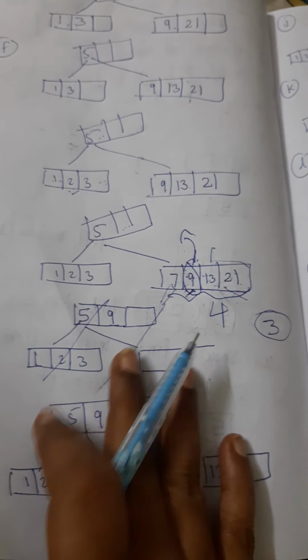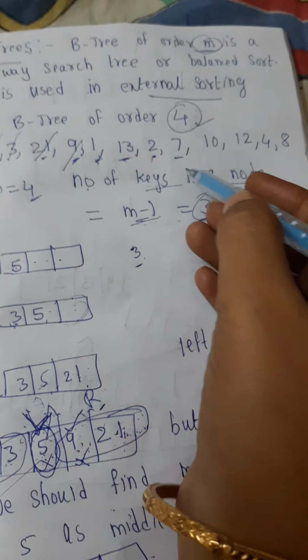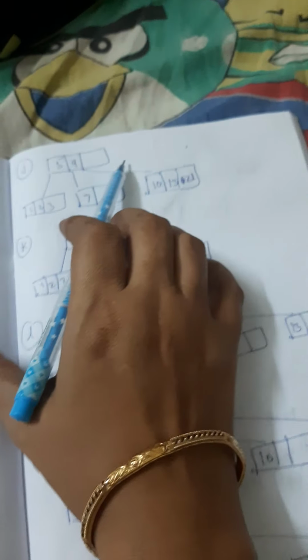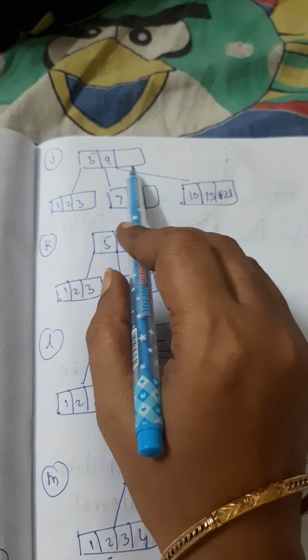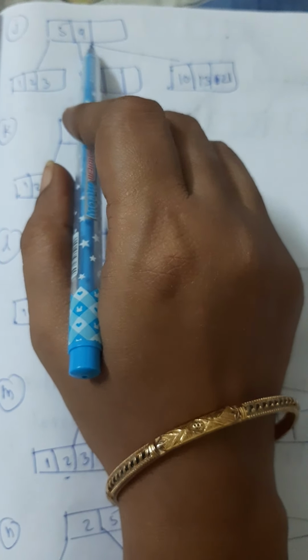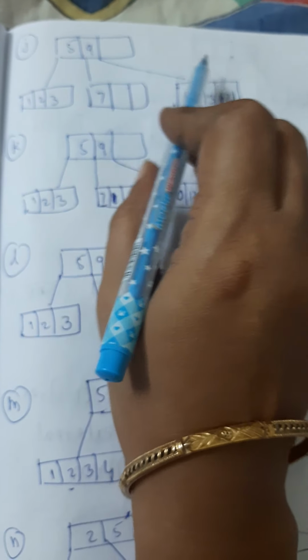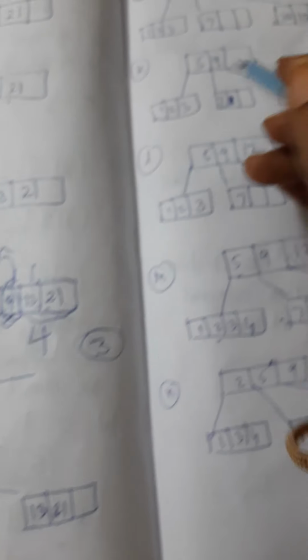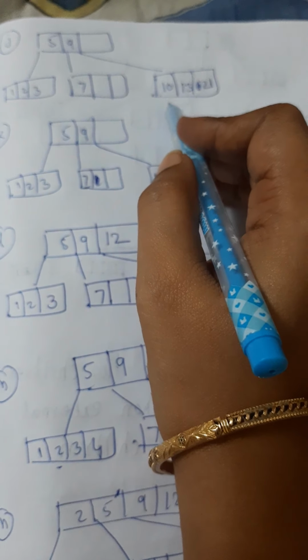So in this way we have completed 7. Now coming to the next one, 10. Now again check 10 now. So 10 is greater than 9. So since 10 is greater than 9, that means it should accommodate in the right children now. So now we have space here. So now 10 will be accommodated here.